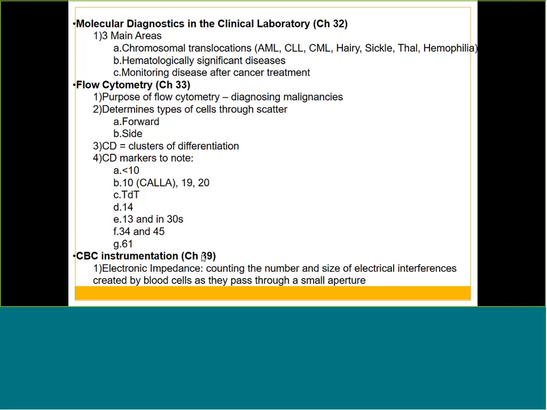And then the third PowerPoint in week 4, CBC instrumentation, we learned how electronic impedance is used in analyzers to help count and determine the types of cells present. As cells pass through an aperture, there are electrodes on either side of the aperture that create an electrical interference. As the cells go through, it causes that interference, like a pulse. The number of pulses equals the number of cells, and the size of the pulse equals the size of the cell. They put all that information together to determine cell counts.